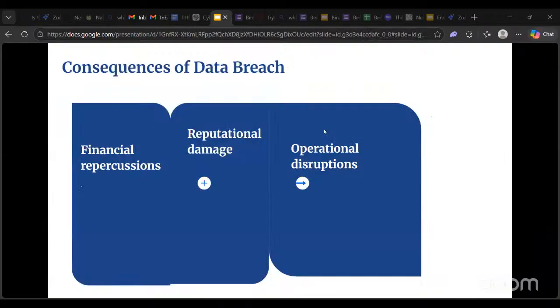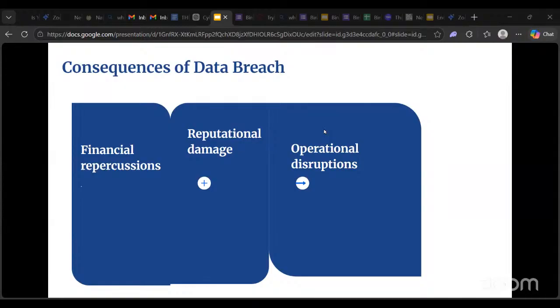Okay, the next thing we'll be moving on to is consequences of data breach. The first one is financial repercussion. When incidents happen, they don't just affect systems, they affect business. When I mean financial repercussion, it means that they'll be facing fines, recovery, and costs. Definitely they are going to face legal consequences, so they will be fined.